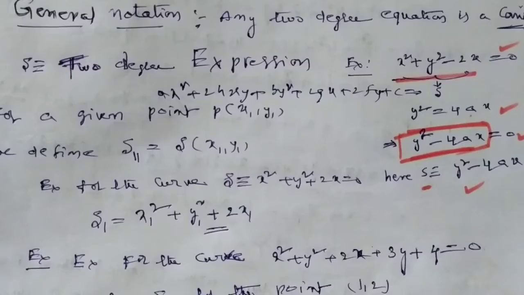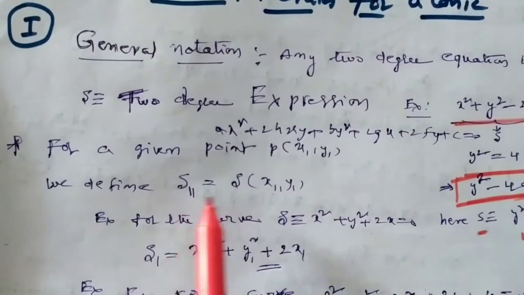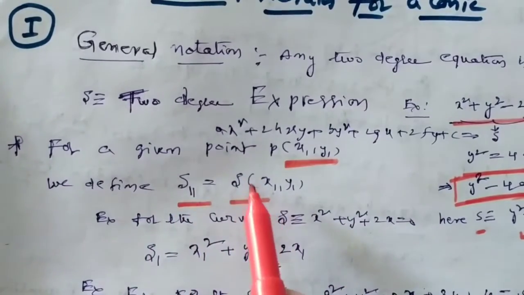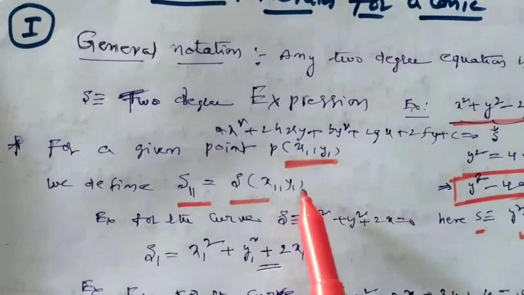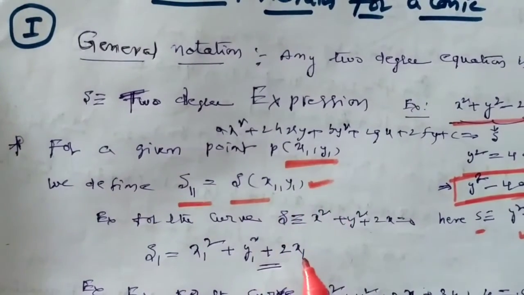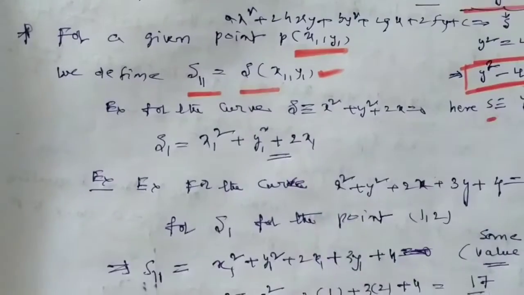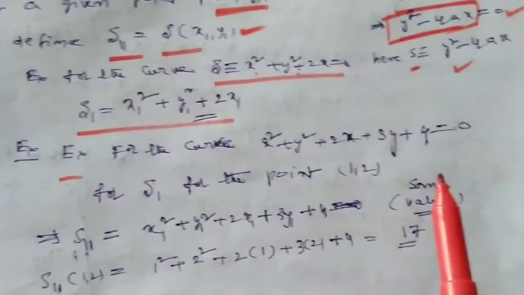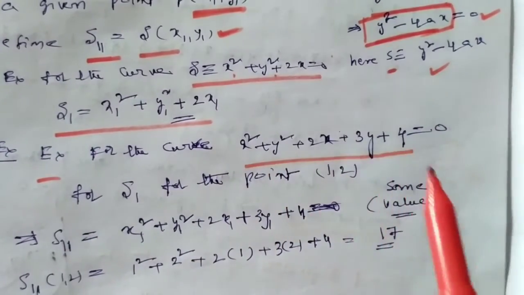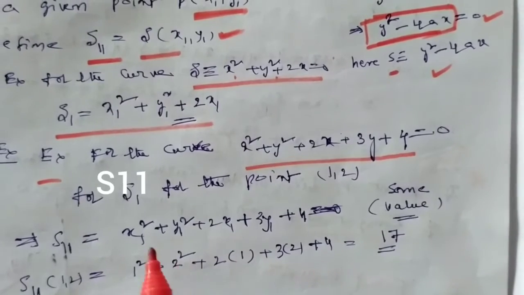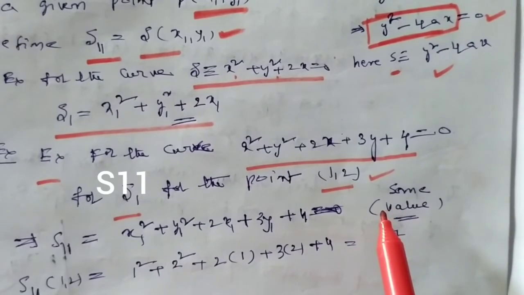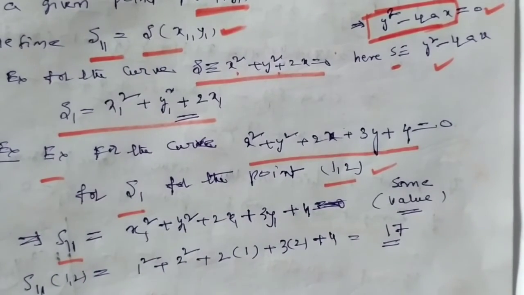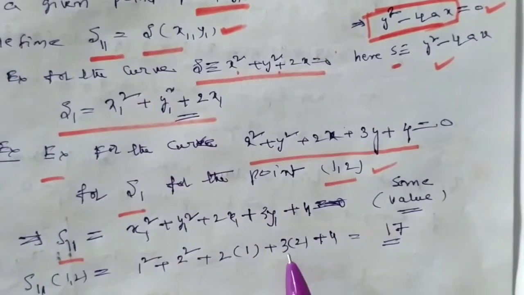And also some more notations. Let us say S11. For a given point P(x1, y1), we define S11 as the value of S calculated at (x1, y1). That means we have to substitute x1, y1 in the given expression for the curve. For example, consider the curve x square plus y square plus 2x plus 3y plus 4 is equal to 0, and a point is given. Then how do we calculate S11? S11 is nothing but x1 square plus y1 square plus 2x1 plus 3y1 plus 4.